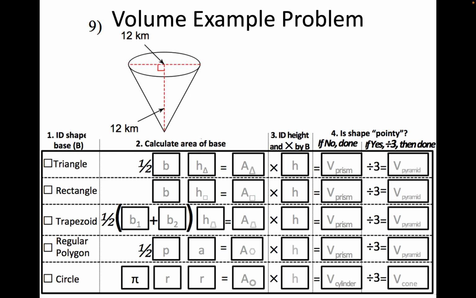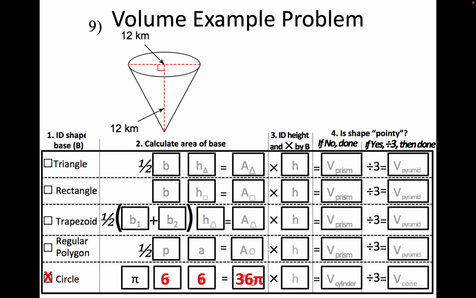So this problem here is asking us to find the volume of this cone. So first of all, I have to identify the shape of the base. In this case, it is a circle. Next, I have to figure out what the radius is, and if the diameter is 12 kilometers across, then the radius must be 6. So to calculate the area of the base, that's pi r squared, so pi times 6 squared would get me 36 pi.